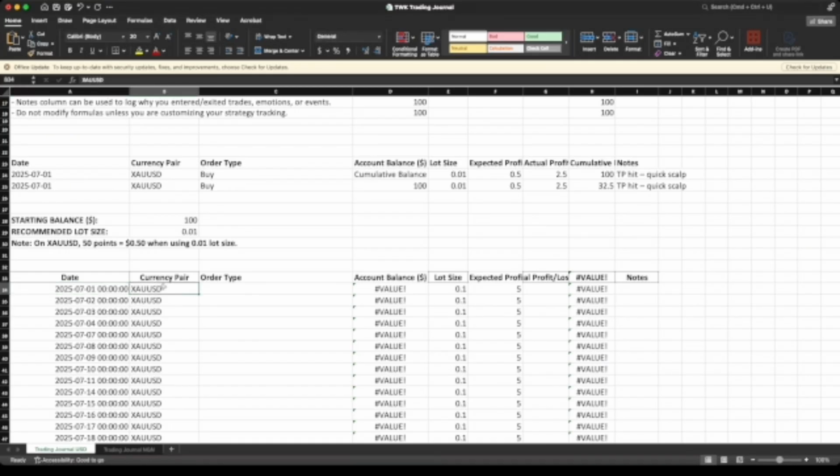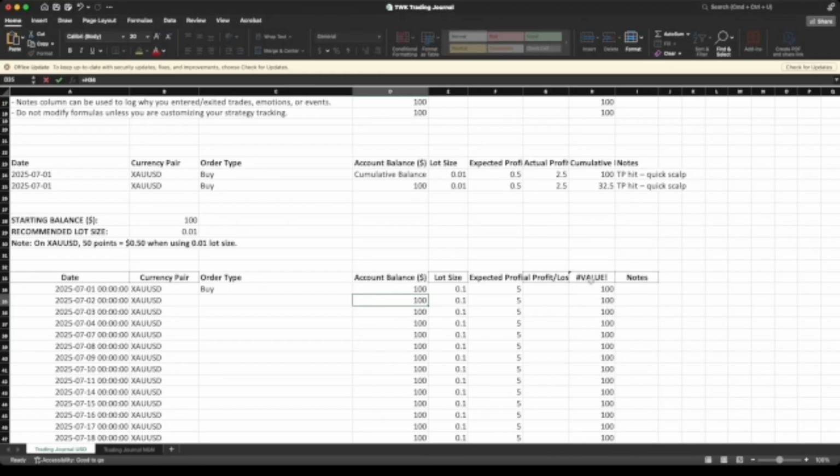And here you have the currency pair. So I put in XAUUSD here, and then order type is either a buy or a sell. So I'm going to put a buy trade, punch it in. Then my account balance, of course, it's $100. So once I tap this, it automatically updates for everything. So the lot size I'm using to trade the XAUUSD trade, I update that to 0.01.